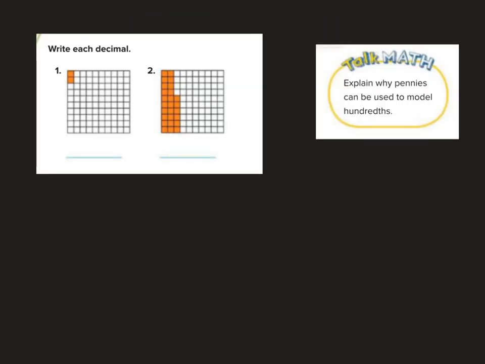Write each decimal. Okay, so here I have 2 out of 100. So that would be said 2 hundredths. So that would be 0 and 2 hundredths. Okay, so here I have 10, 20, 21, 22, 23, 24, 25, 26. 26 hundredths, or I could write it as 0 and notice I have 2 tenths, 6 hundredths. 26 hundredths.